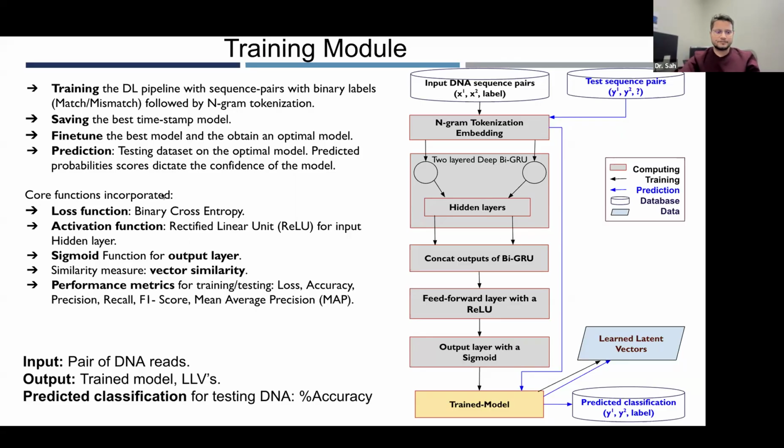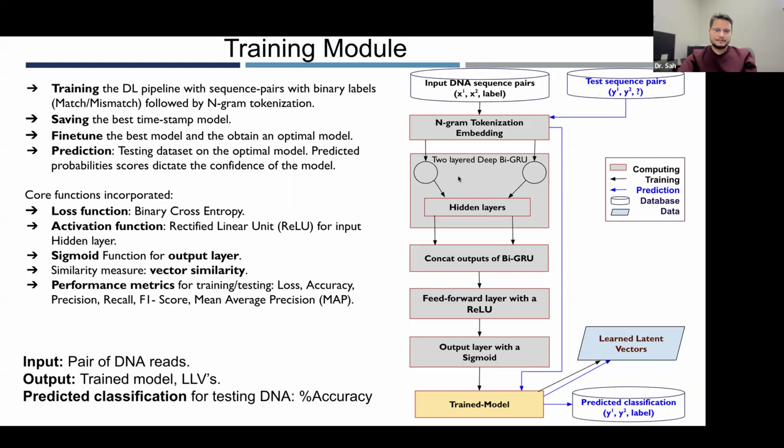In that training workflow, of course, all these neural network models work on different loss functions. Since this is a binary classification problem, I chose a binary cross entropy loss because that is the most suitable. The activation function is ReLU, and the output is a sigmoid function because we have to choose either match or non-match. And these are the performance metrics, especially loss, accuracy, precision, recall, and mean average precision.